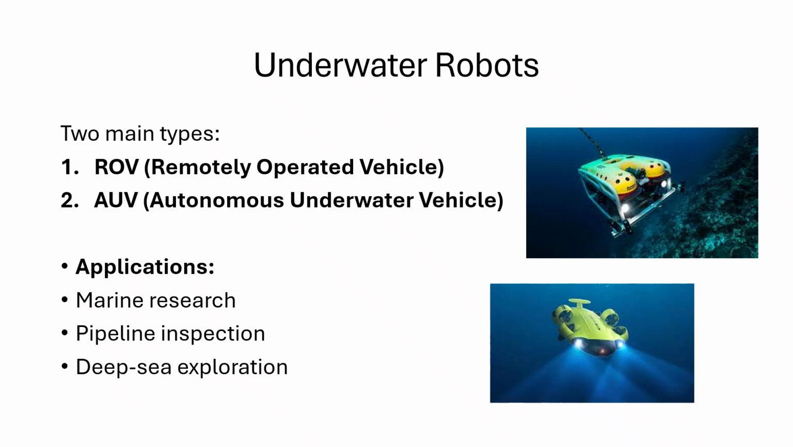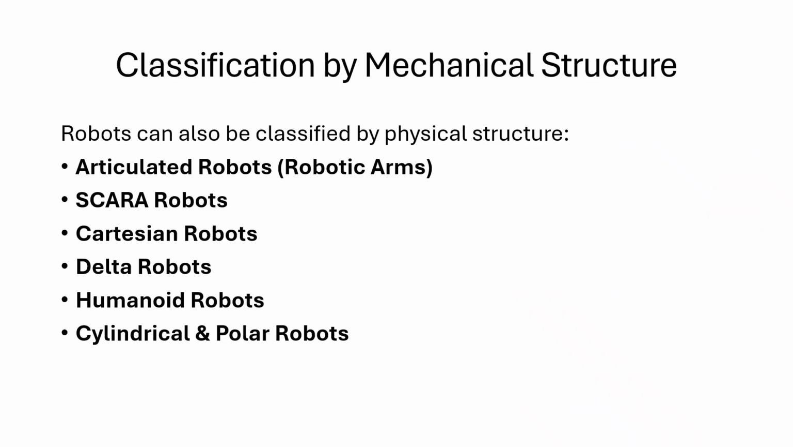So the other thing is the classification by mechanical structure. This is another way to classify robots by their mechanical structure, basically how they are built. Some structures are designed for speed, others for precision, and others for human-like flexibility. So let's look at the main categories.